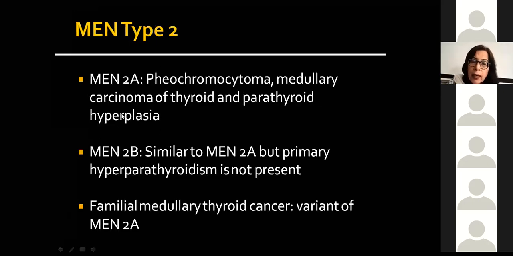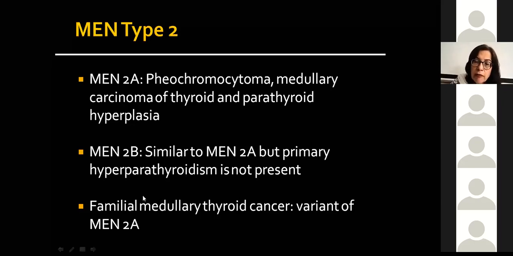MEN2, there are 3 types of MEN2. One is MEN2A, in which there is pheochromocytoma, medullary carcinoma of the thyroid, and parathyroid hyperplasia. These 3 glands are excessively working. Pheochromocytoma, medullary carcinoma of the thyroid, parathyroid hyperplasia. This is MEN2A. MEN2B is similar to MEN2A but without the hyperparathyroidism. Same as 2A, but there is no hyperparathyroidism.